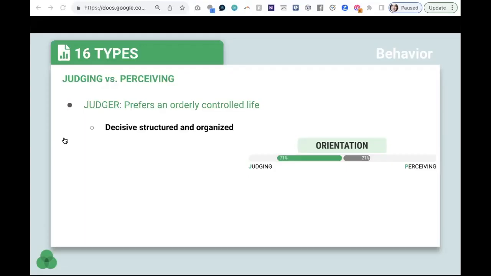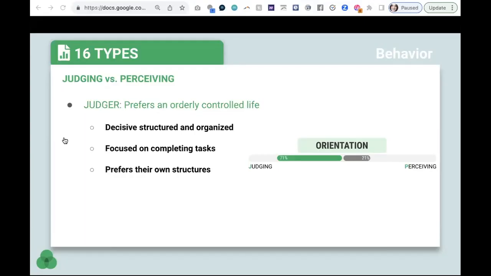When we're a judger, we prefer an orderly, controlled life where we're more decisive, structured and organized. We focus on completing tasks. We do prefer our own structures. So I was a P till I was 35. When I was 35, I became a manager, a leader of other humans, and all of a sudden I had operations that I had to do. So it was J or die. I was either going to have to flip and shift. And I do pull in from P when I can.